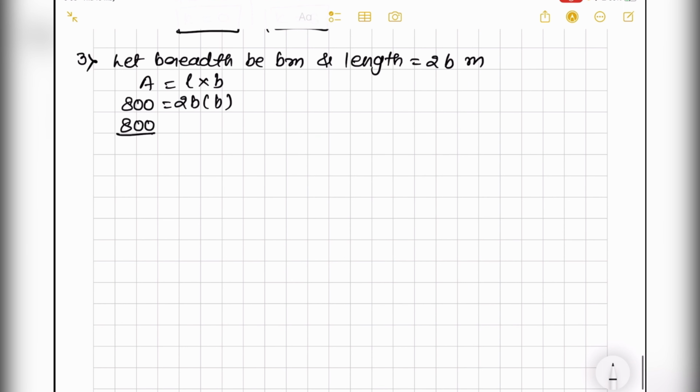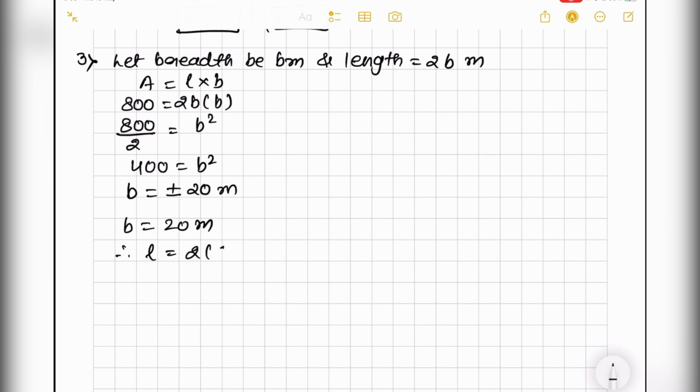So 800 by 2 equal to B square. So 400 equal to B square. So B can be plus or minus 20. So here I can't say length and breadth will be negative. So B equal to 20 meter. So therefore length will be 2 into 20, that is 40 meter.